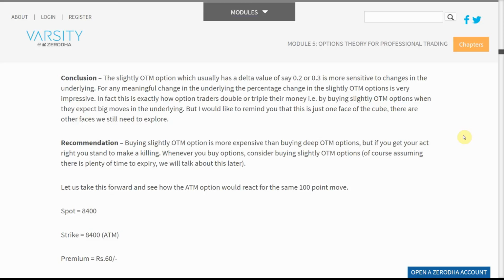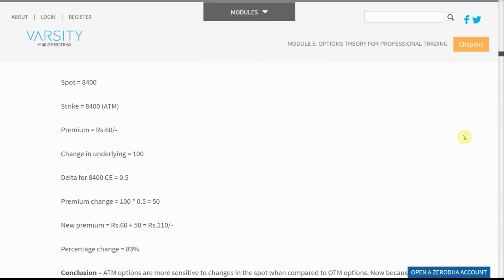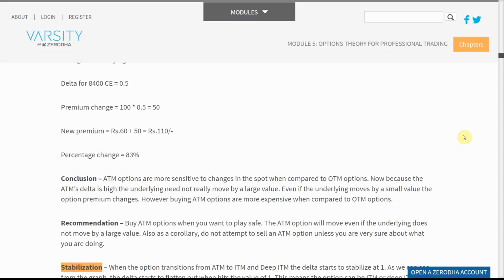Spot equals 8,400. Strike equals 8,400. ATM. Premium equals 60 rupees per. Change in underlying equals 100. Delta for 8,400 CE equals 0.5. Premium change equals 100 * 0.5 equals 50. New premium equals 60 rupees plus 50 equals 110 rupees per. Percentage change equals 83%. Conclusion: ATM options are more sensitive to changes in the spot when compared to OTM options.